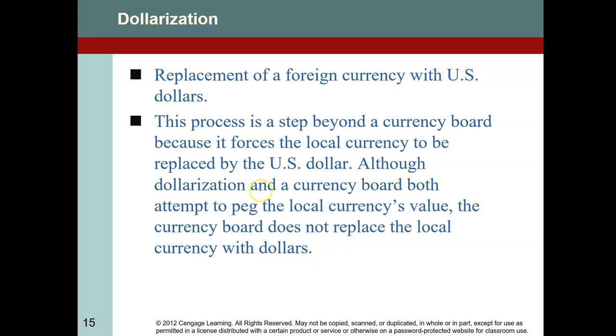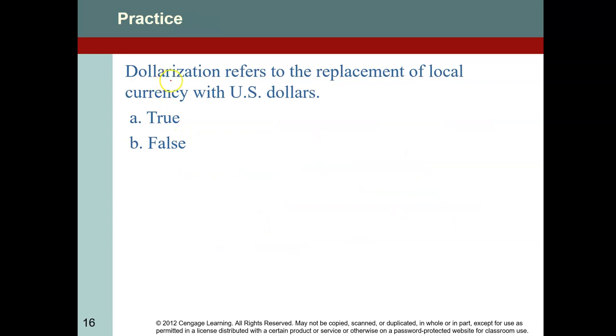Okay, so for currency board or dollarization, they're both pegging the local currency to the US dollar or another foreign currency. But for a currency board, we're not replacing anything. For dollarization, we're replacing the foreign currency or the local currency with dollars. Practice: dollarization refers to the replacement of local currency with US dollars. It is true.